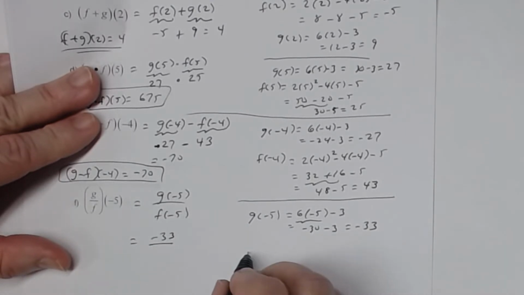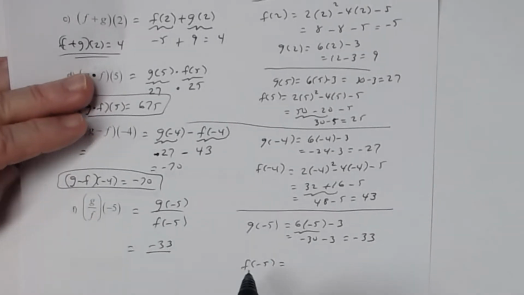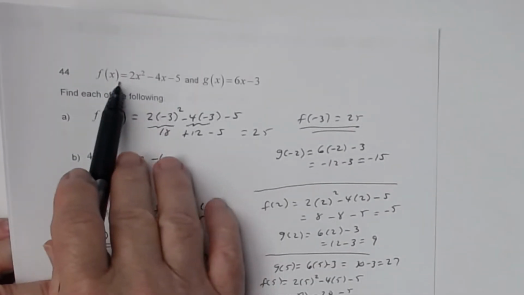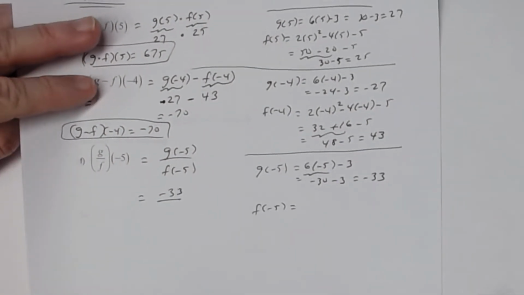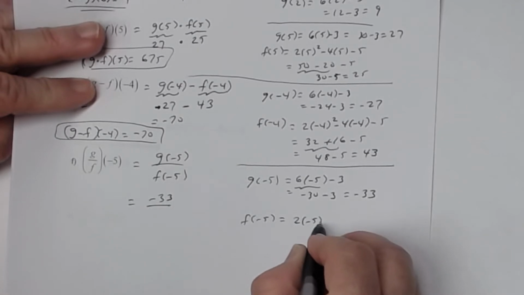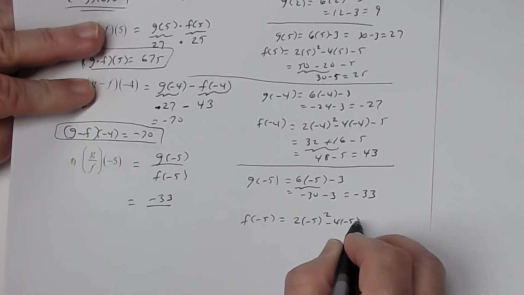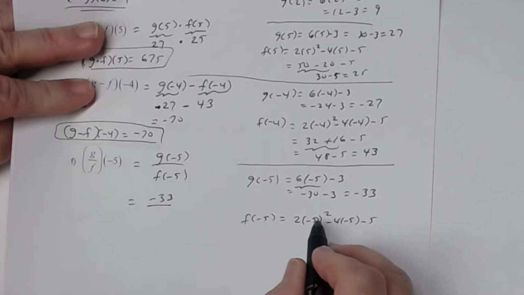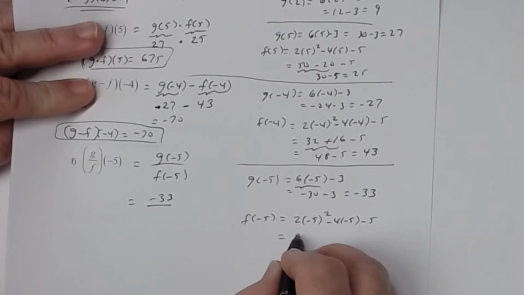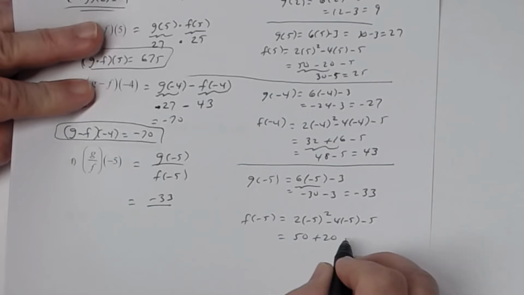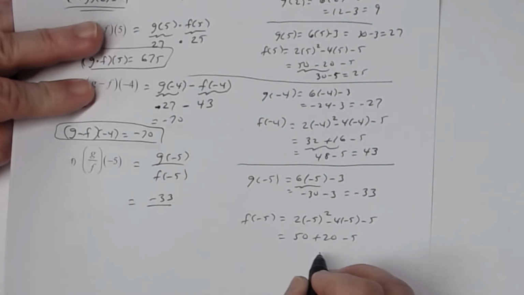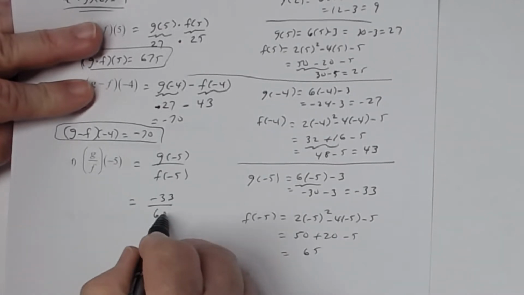Okay. The denominator, f of negative 5, so I go to my function f this time, which is the quadratic function. Wherever you see the variable x, you're going to substitute negative 5. So in that case, you're going to get 2 times negative 5 squared minus 4 times negative 5 minus 5. Negative 5 squared is, I'm sorry, 25. 25 times 2 is 50. So you get 50. And then a negative 5 times a negative 4 is a positive 20. And then minus 5. 50 plus 20 is 70. 70 minus 5 is 65. So 65 goes here.